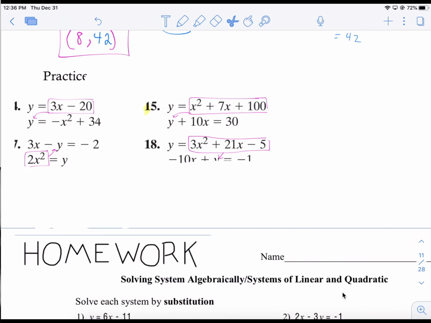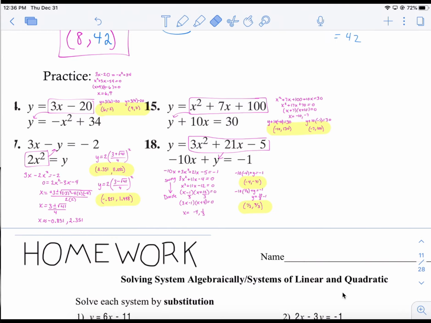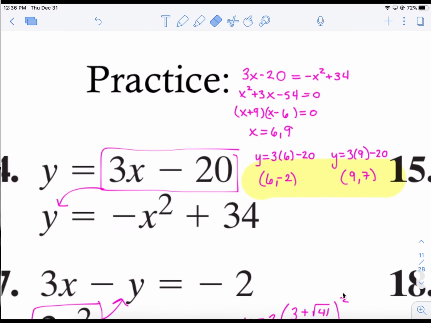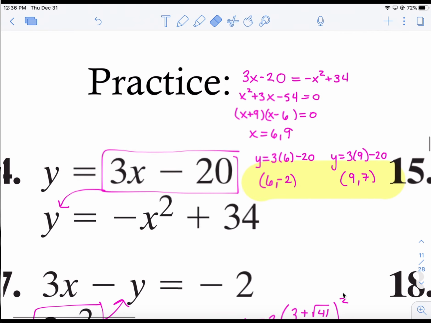Okay, you should pause now if you haven't already paused. Let me go ahead and erase what the answers look like. I'm going to zoom into each one real quick. There is your answer to the first one. It is quadratic. I solved it by factoring. X was 6 and 9. Plugged them both in to find their y's.